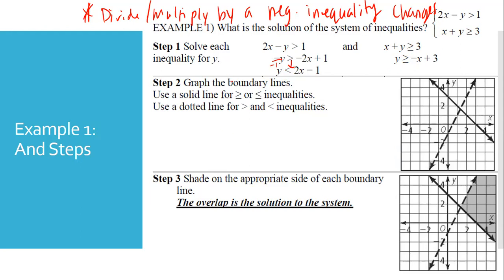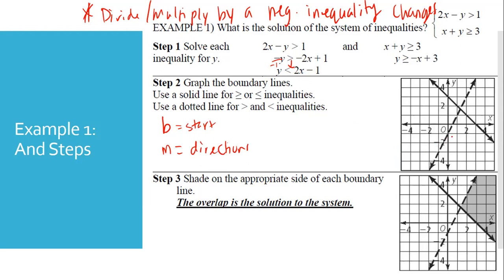Step two is to graph your boundary lines. When you're graphing your boundary lines, you're going to be using your b, which is your y-intercept, and your m, your slope, to graph these lines. Your b tells you where you start. Your m tells you your direction.